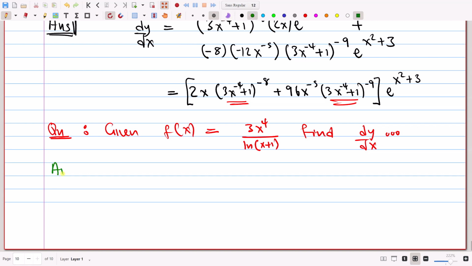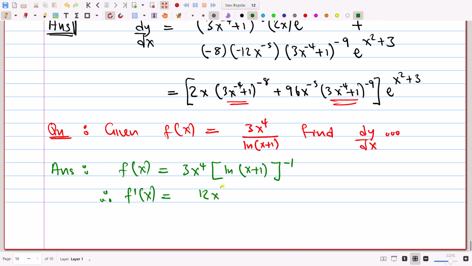So how can we find the solution here? First, we can agree that the given f(x) can be written as 3x^4 times (ln(x) + 1)^(-1). So therefore, what is f'(x)? To find f'(x), I first differentiate the first term while keeping the other thing stationary. If I differentiate that, I get 12x^3. Since I'm keeping the other stationary, I just get this over (ln(x) + 1). And then now I keep this other term stationary, and I differentiate the other one.